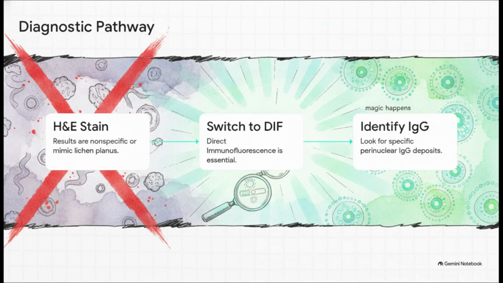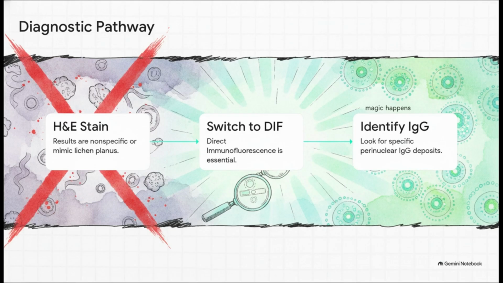Step 1. You take a biopsy and run a standard H&E stain. But beware, the H&E stain for CUS is famously deceptive. Why? Well, on an H&E stain, CUS shows a classic band-like or lichenoid lymphocytic infiltrate right at the epithelial connective tissue interface. Under a standard light microscope, that makes it physically indistinguishable from lichen planus. Literally, if you stop at H&E, you're going to misdiagnose your patient.